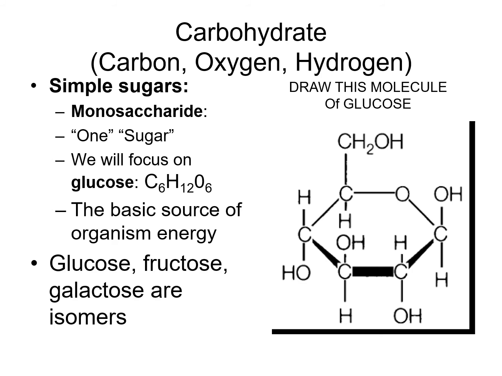Now, glucose, fructose, galactose are all types of sugar because they all have an ose, and they're all isomers. If you remember, I do have a video that talks about ions, isotopes, and isomers. And isomers are chemicals with the same formula, but they have different structures. Again, structure determines function. So what does that mean? Well, in this picture here, you're looking at a picture of glucose. It has 6 carbons, 12 hydrogens, and 6 oxygens. If I were to show you a picture of fructose, it would look different, but it still has 6 carbons, 12 hydrogens, and 6 oxygens.